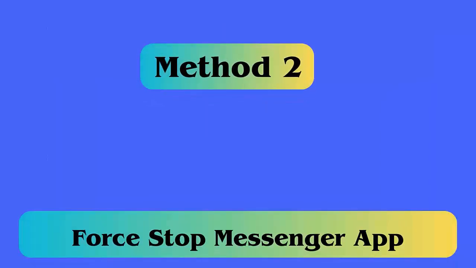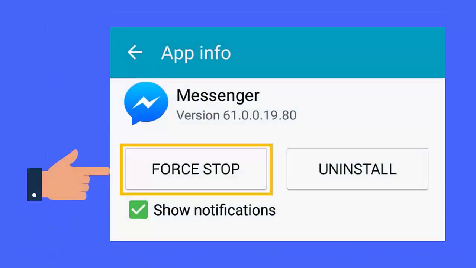Method 2, force stop Messenger app. Try to force stop your Facebook Messenger app as this can help to fix the issue. Simply, go to Settings, then Installed Apps. After that, touch on Messenger option. Next, scroll down and then tap on Force Stop option.